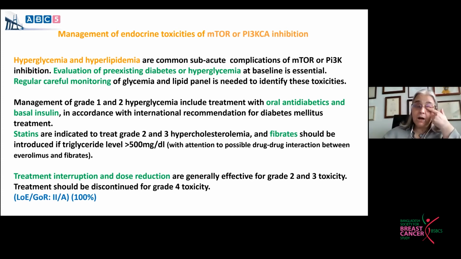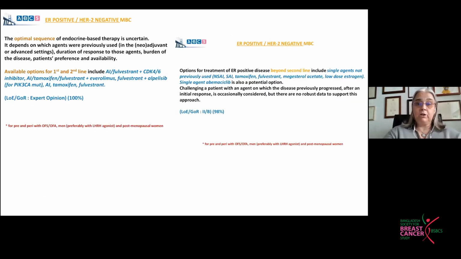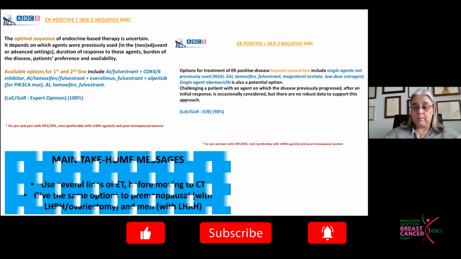So there are other options to keep on the endocrine therapy options. And you have here a list of several options for if you do not have access to all these expensive agents, and that you can use in both first and second line. The main take-home message is that you should use several lines of endocrine therapy before going for chemotherapy, and that you should provide the same options to premenopausal women and to men as you do for postmenopausal women.